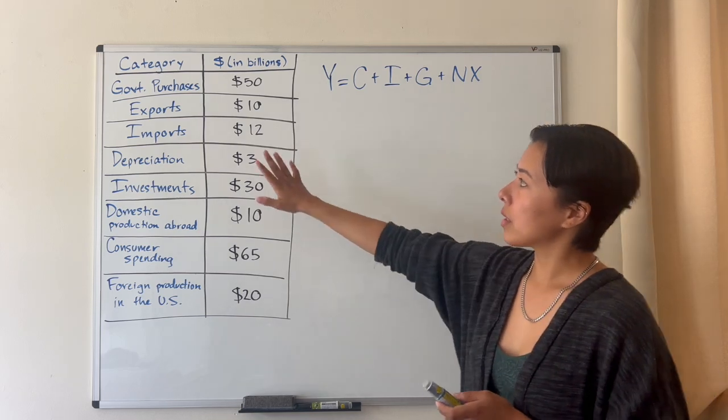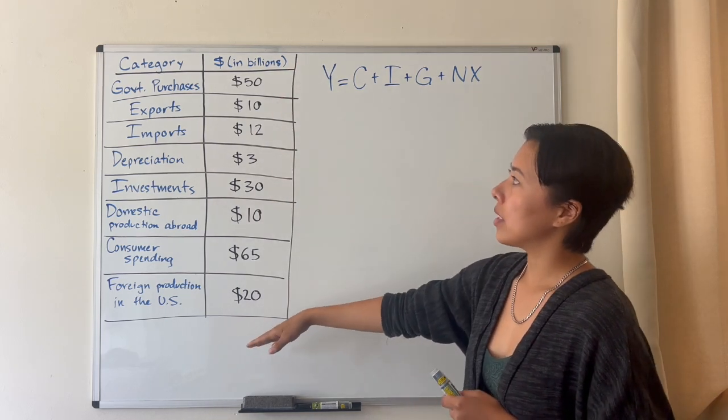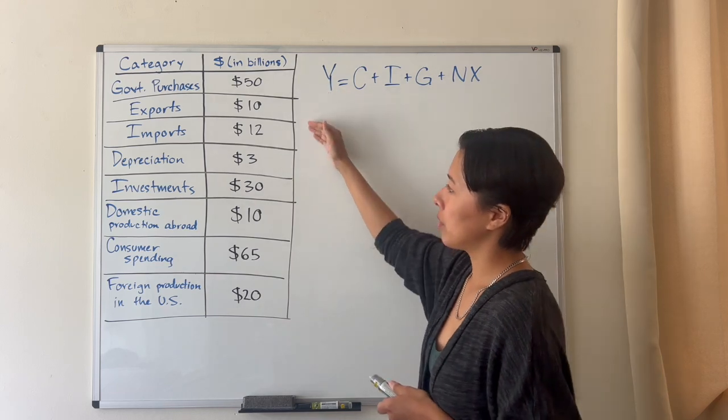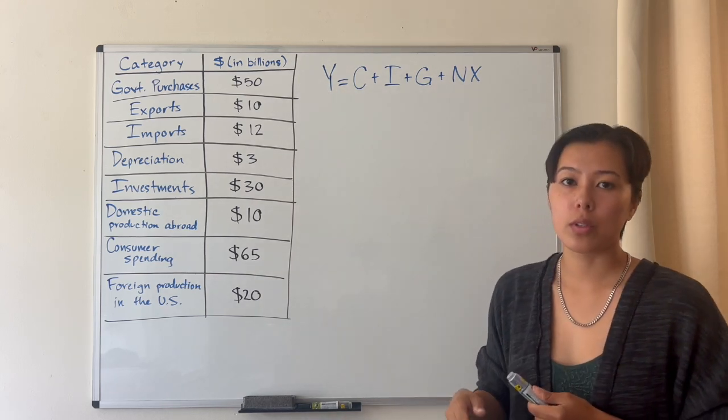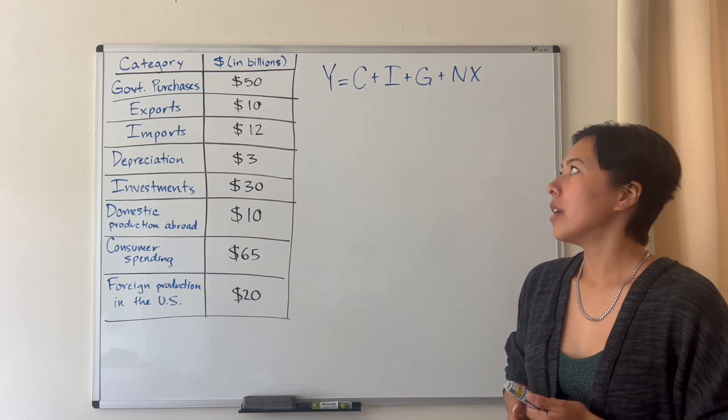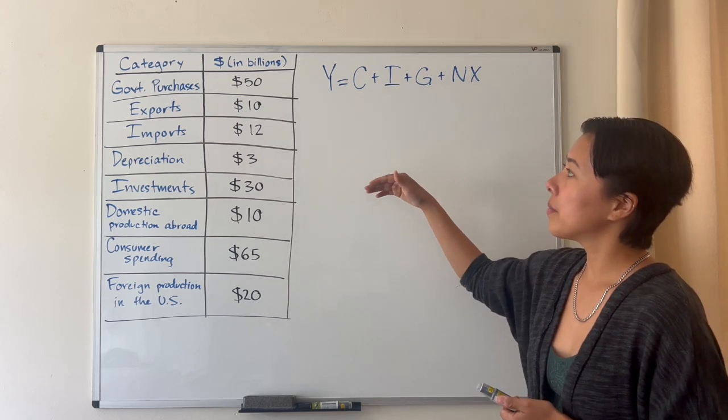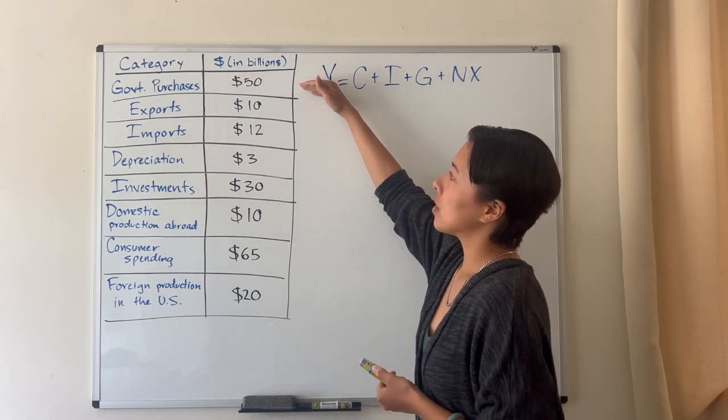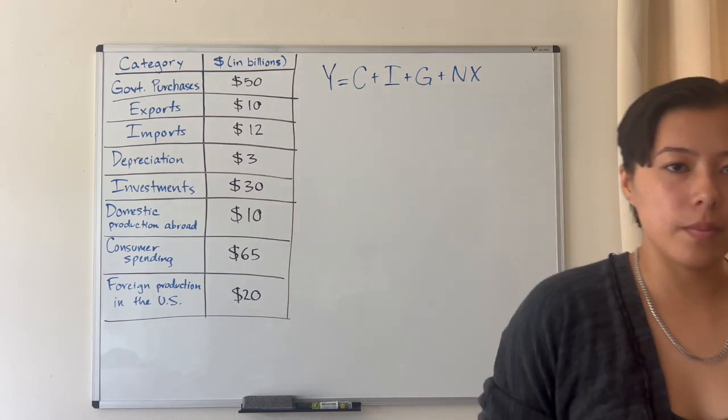So let's look at this table. And this table is telling us all of these values in billions of dollars for the US economy, let's say. So in the US economy, government purchases were 50 billion.